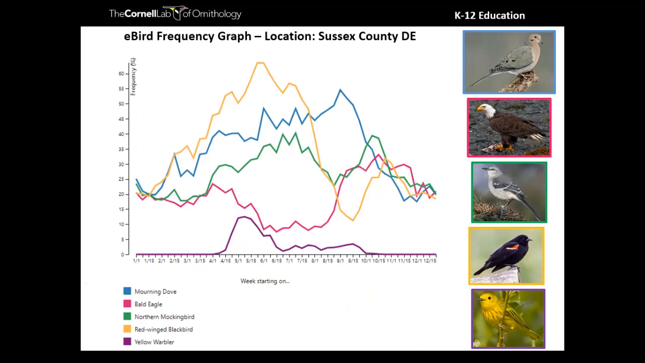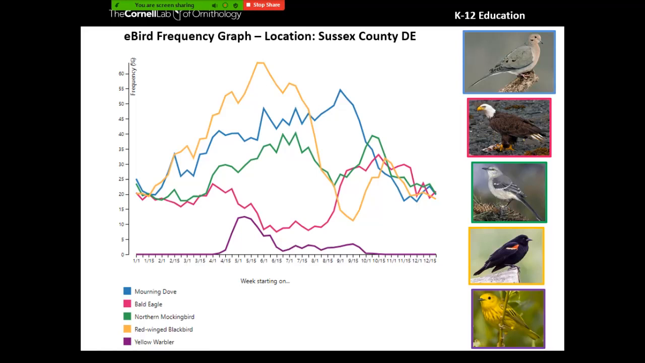So here we have mourning dove in blue, bald eagle in pink, northern mockingbird green, red-winged blackbird gold, and yellow warbler purple. And we can look at the frequency of sightings across a year. So again, we have January all the way through summer over into December.